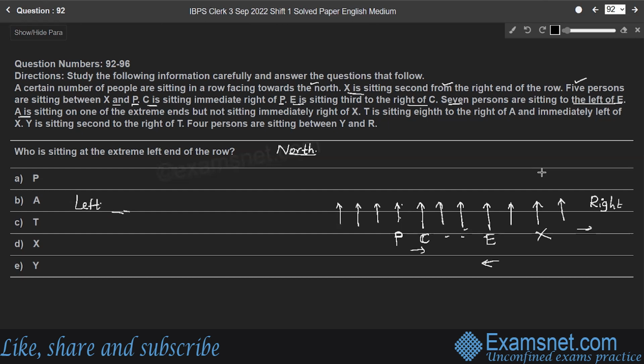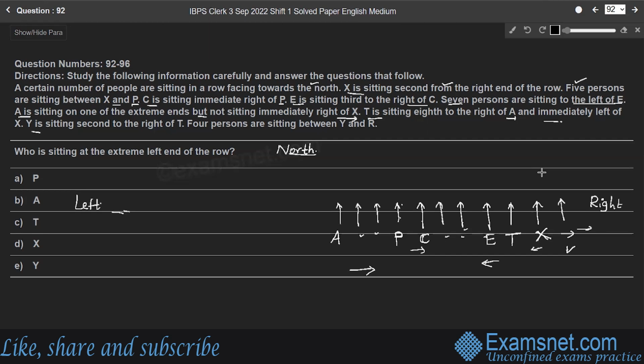And next point, A is sitting on one of the extreme ends but not sitting immediately right of X. A is not sitting immediately right of X here, so not on the right end. Therefore, A is sitting on the left end, right? Next, T is sitting 8th to the right of A. 8th to the right of A means 1, 2, 3, 4, 5, 6, 7, 8. So T is 8th to the right of A, that is, immediate right of E, and immediately left of X. Yes, T is sitting immediately left of X.